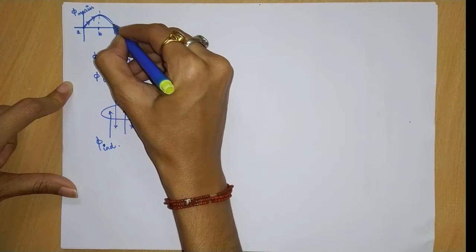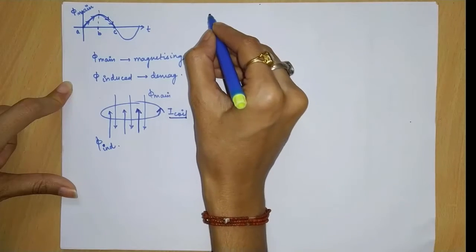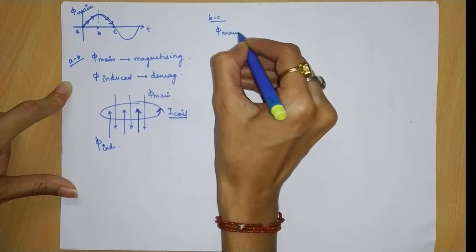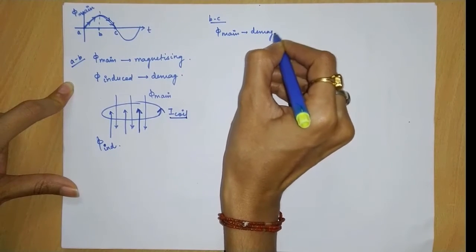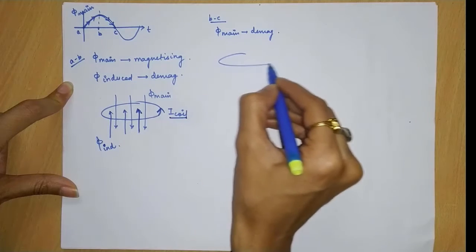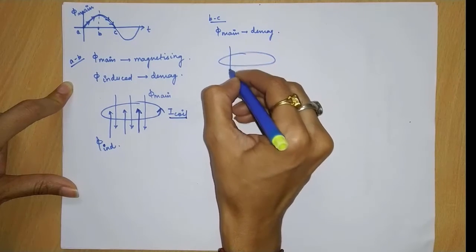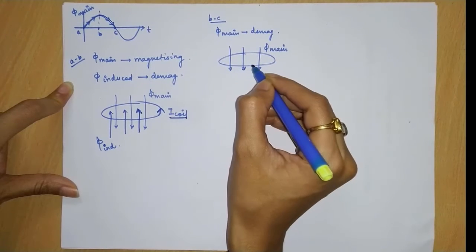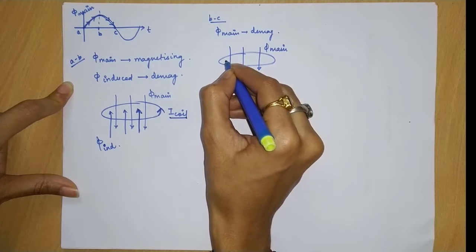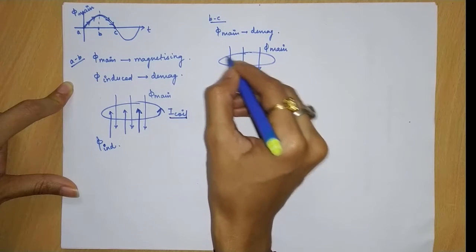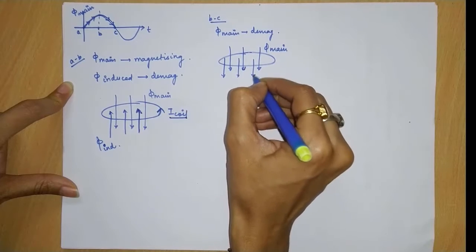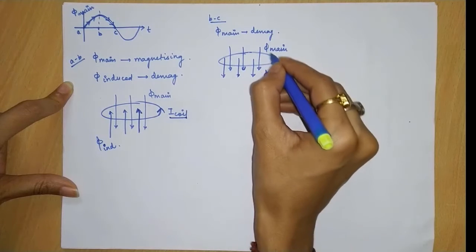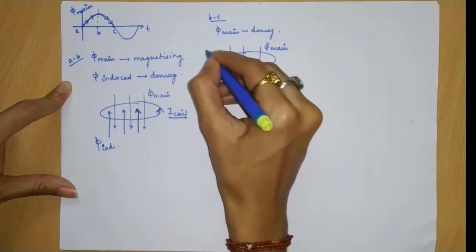Now, when we see from B to C, this is from A to B, the main flux is demagnetizing in nature. Hence, if this is the main flux, since it is demagnetizing, the flux induced in the coil will oppose the change in the flux, that is, it will aid its direction. This will be the induced flux in the coil, and according to this, the current induced in the coil will be in the clockwise direction.